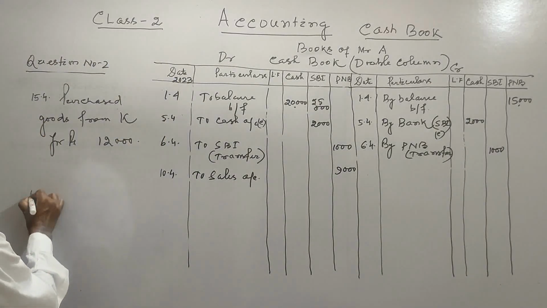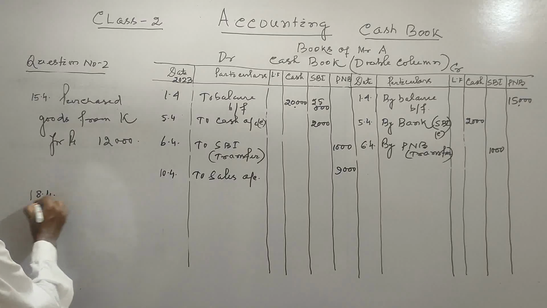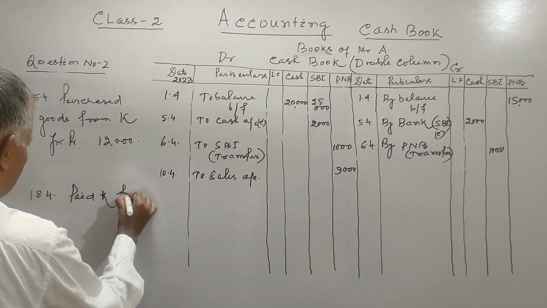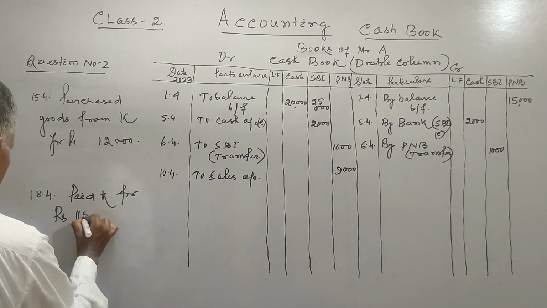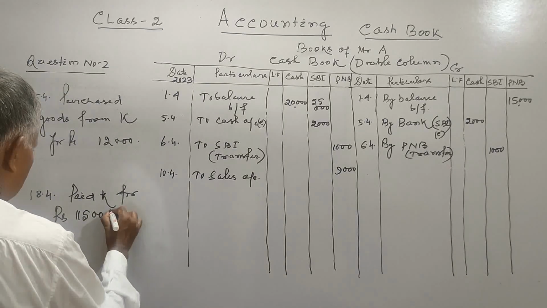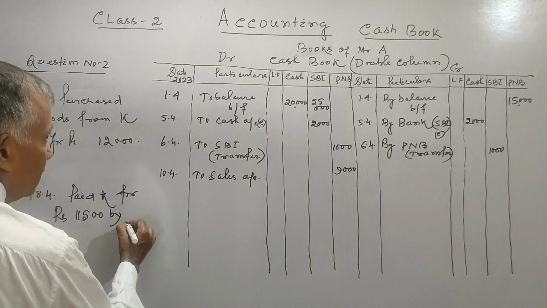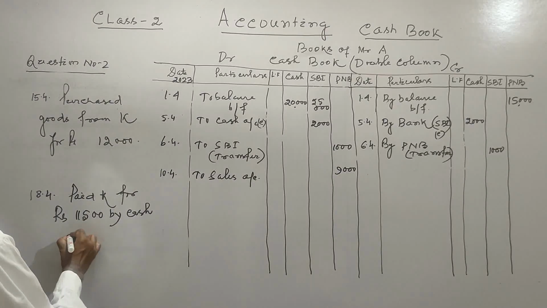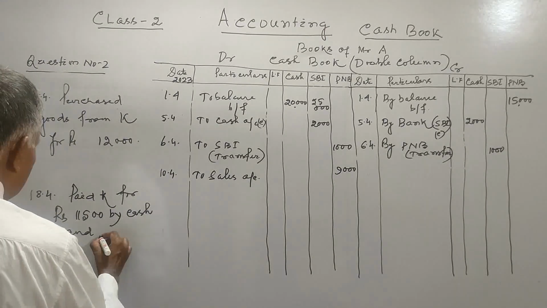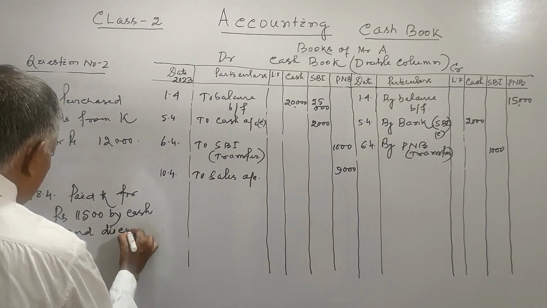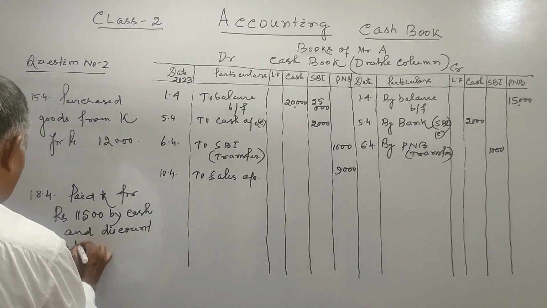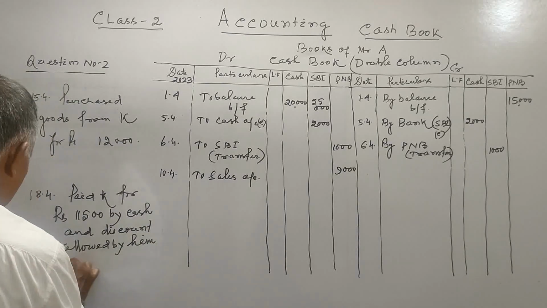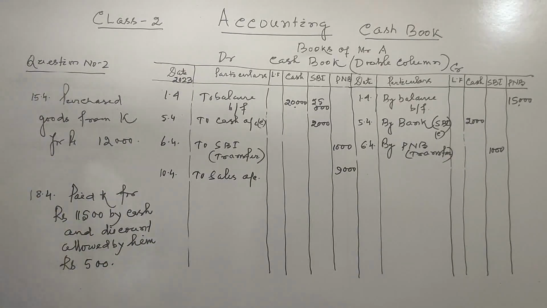Then we will come to 18/4. Paid K rupees 11,500 by cash and discount allowed by him rupees 500. Paid K.